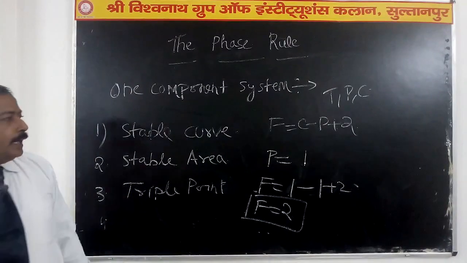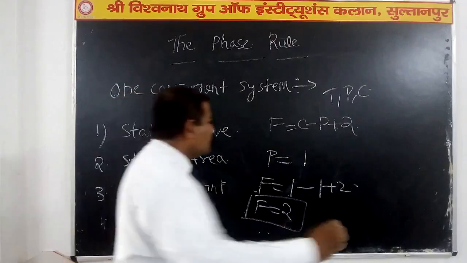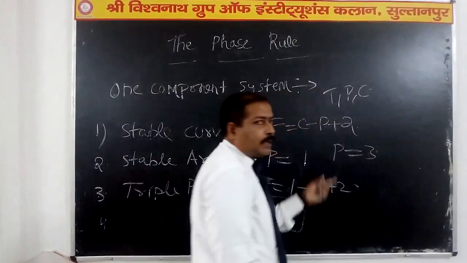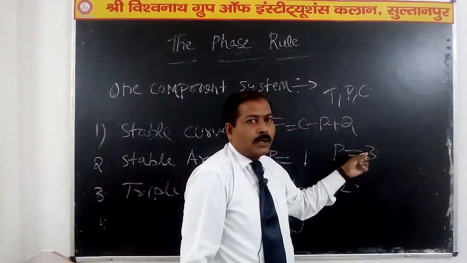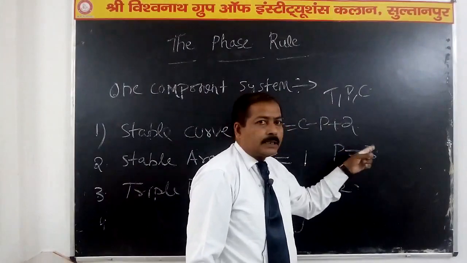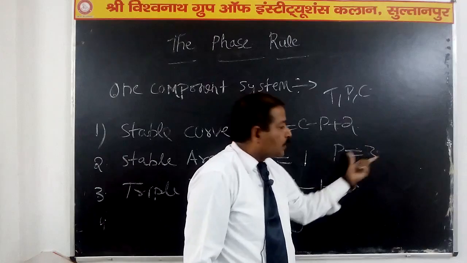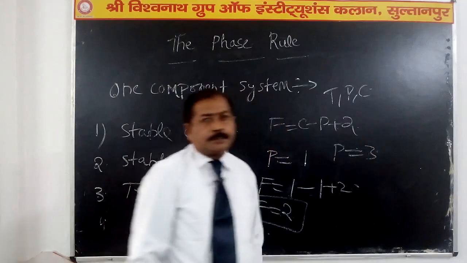It means that at the triple point, the total number of phases is equal to 3. The value 3 implies the phases are solid, liquid and gas or vapor. All the three phases coexist under equilibrium condition.